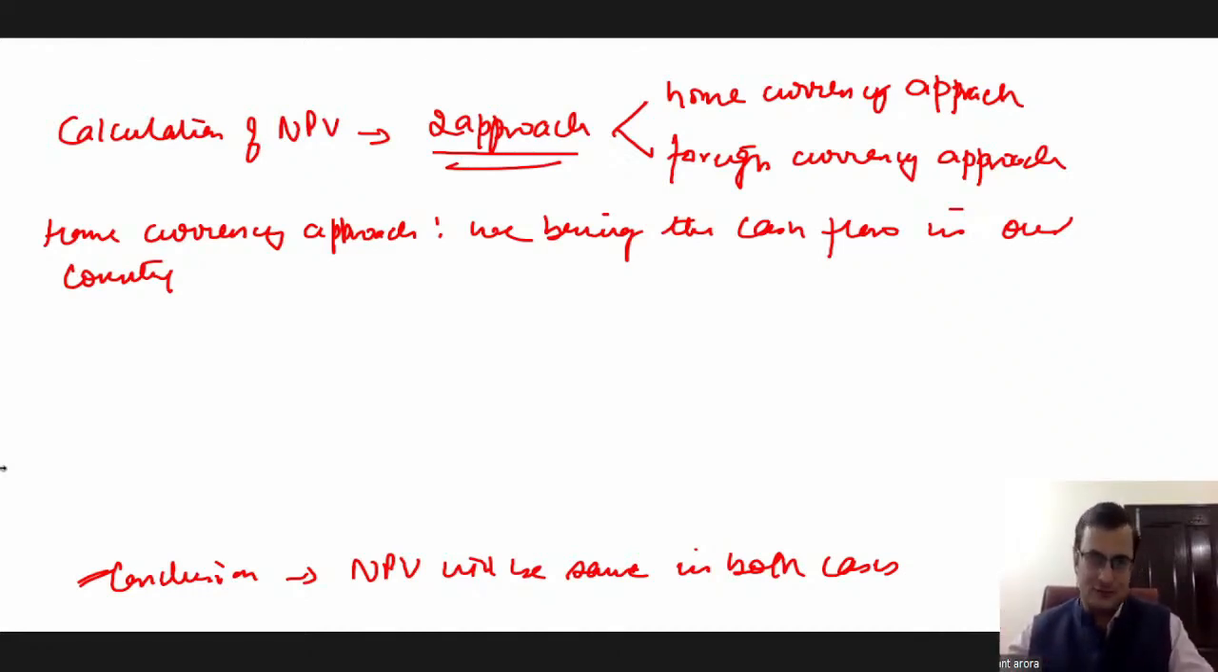A lot of times there are a lot of things which are actually not prepared or manufactured in India. They are prepared in other countries, and we are boosting their economy with our consumption. So this is what is called the home currency approach. It means we bring the cash flow to our country. And how can we do that?